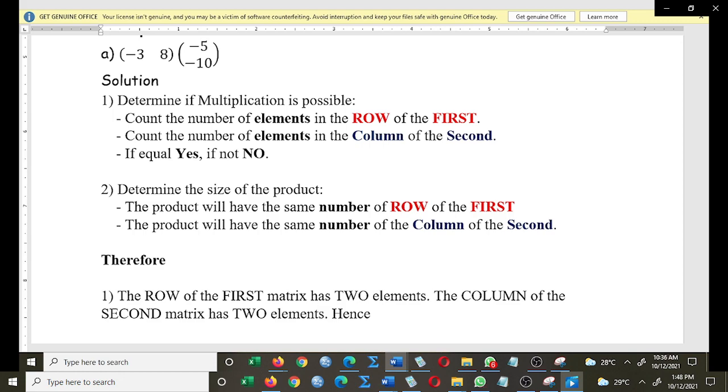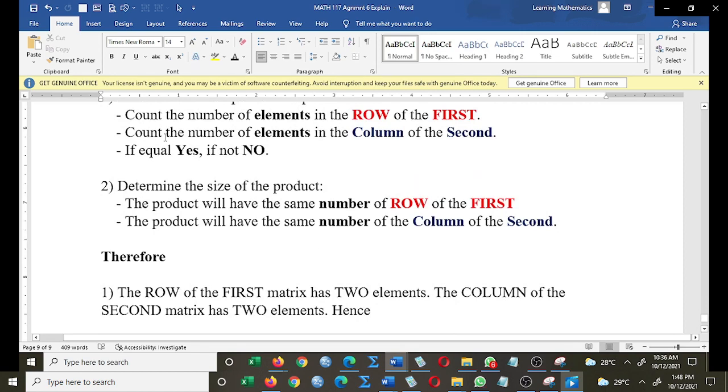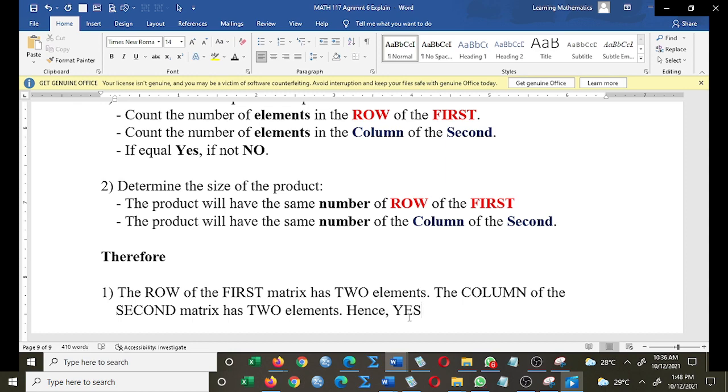Hence what? Hence it will be a 2 by 2? No. We are determining if multiplication is possible. We're still on the first point. Keep that thought, but we're still on the first point. So hence, yes or no? Hence multiplication is possible. Once the two numbers are equal, multiplication is possible.